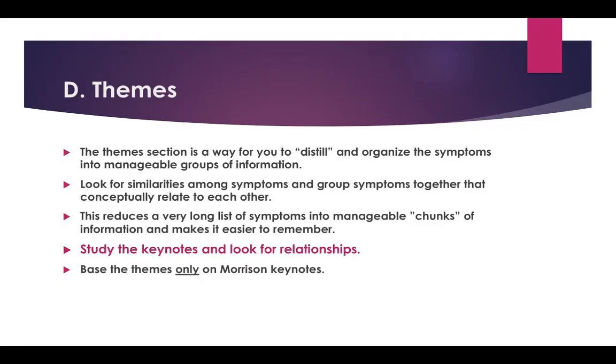They have to conceptually relate to each other. So they might all have to do with the heart, or they might all have to do with anxiety, or they might all have to do with the gastrointestinal system. And that's fine, but they have to have some relationship. And that's a way to reduce this long list of symptoms. And we're only going to use themes from Morrison for the keynotes. We're only going to use Morrison keynotes to identify the themes.